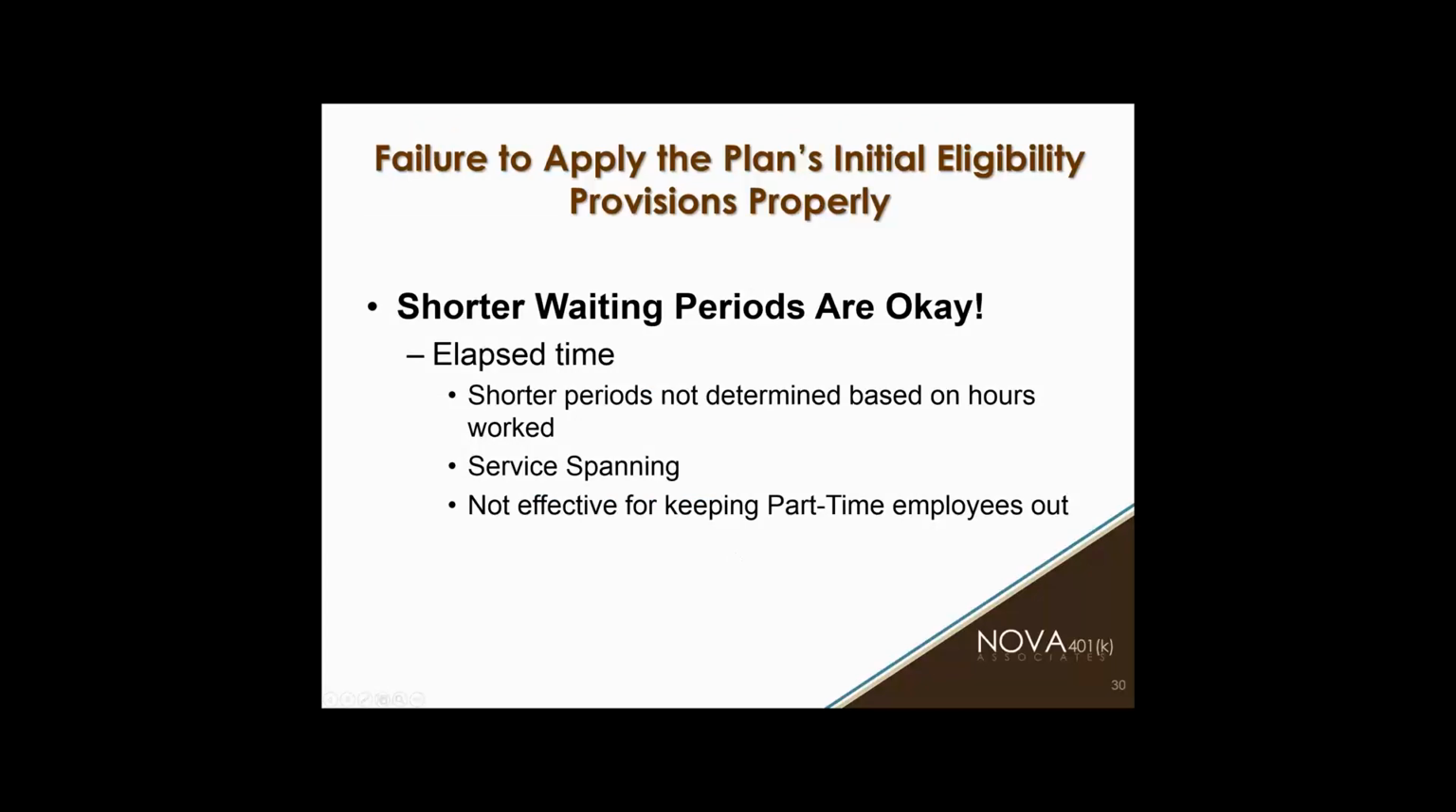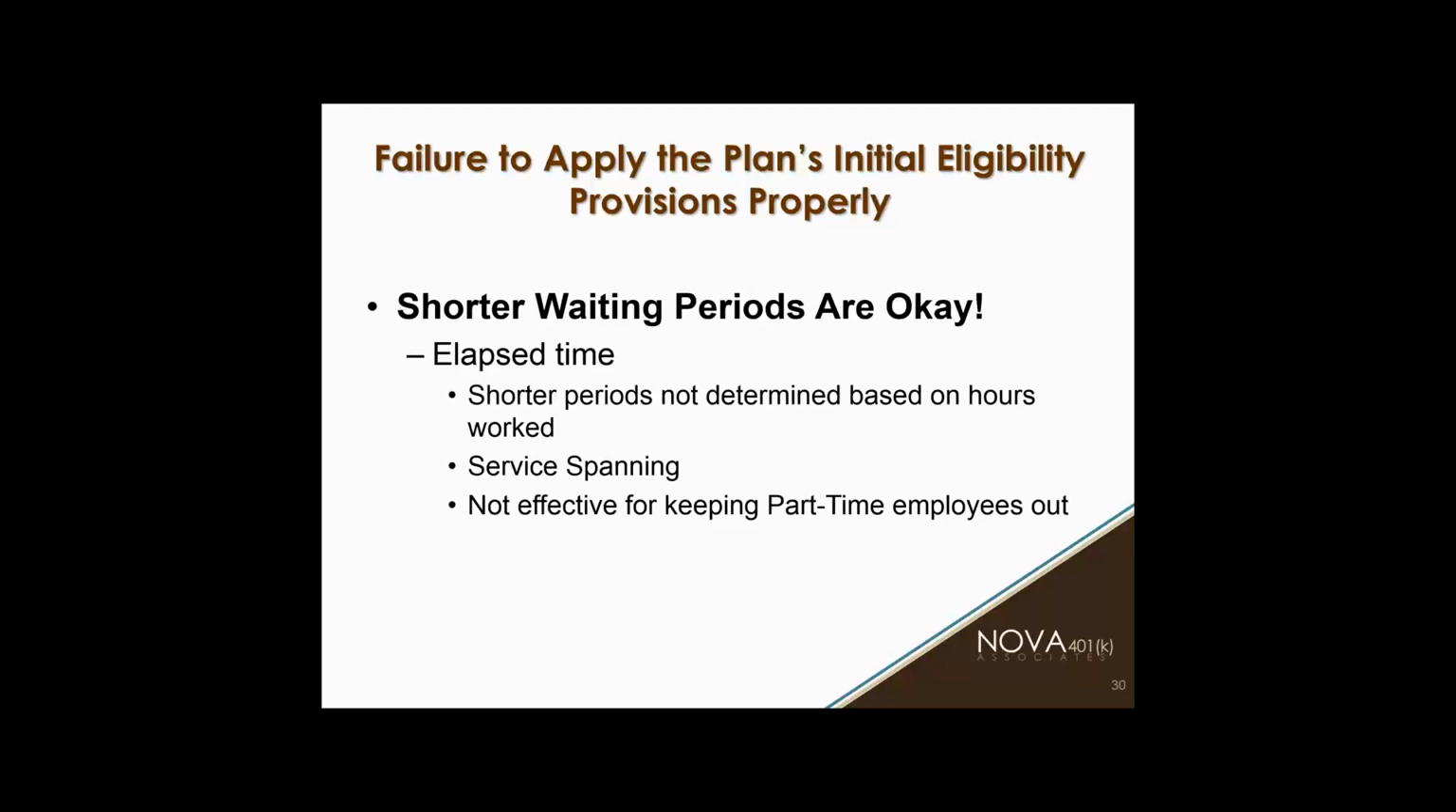Now, shorter periods are okay. We have a lot of plans that either have immediate eligibility or a 3-month wait, 6-month wait. Shorter than 1 year is perfectly fine. Those shorter periods work on an elapsed time basis, so you don't look at hours. Let's say you have a 6-month wait. Again, you start with the original date of hire. You go to the 6-month anniversary date.